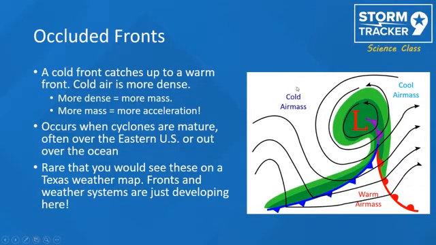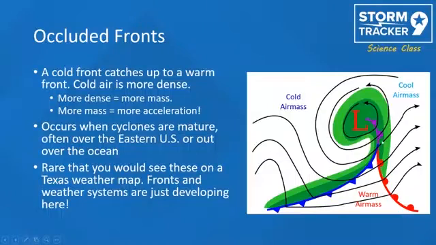So more dense equals more mass in the same area, and more mass equals more acceleration. So you're going to get this cold front going much faster than the warm front. And so when that happens, the cold front can actually catch up to the warm front, and they call that an occluded front. And again, rare in West Texas that you would ever see this on a Texas weather map.